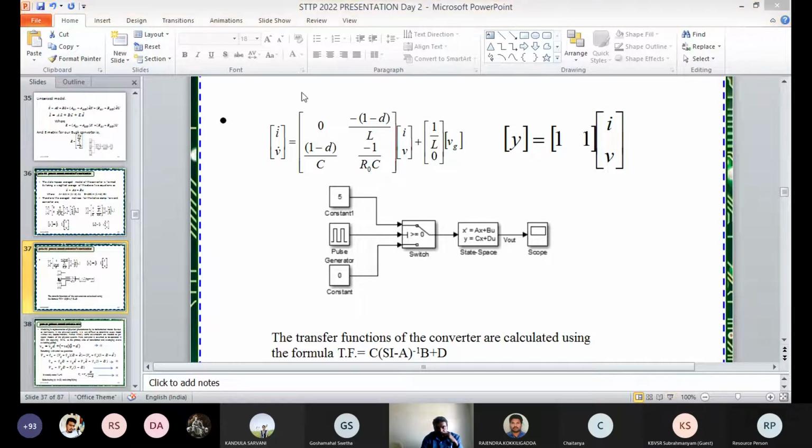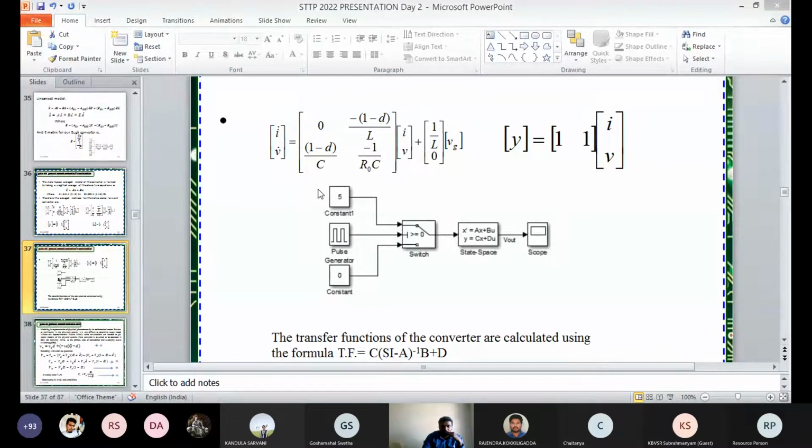And then after getting the state model, we build the same Cuk converter in the MATLAB software with the help of the state space block. This is one method to build our physical system in the software with the help of the mathematical model. That's why I already told you what is meant by mathematical modeling: a representation of the physical phenomena by its mathematical equivalent. The other method, with the help of the transfer function, we can also build.